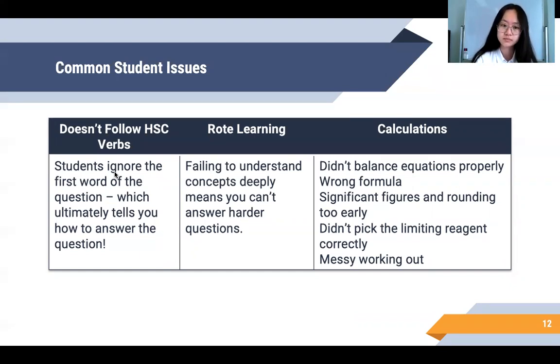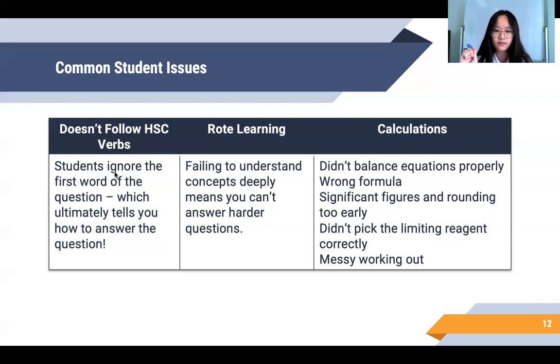So even if they know the concept, if they don't follow the HSC verbs, there is no way that they will get full marks. Another common issue in chemistry is rote learning. Failing to understand concepts deeply means that you can't answer harder questions. So going back to the balancing equations example, you're not going to remember, or I hope you shouldn't memorize, the exact perfectly balanced form for every single equation in existence.